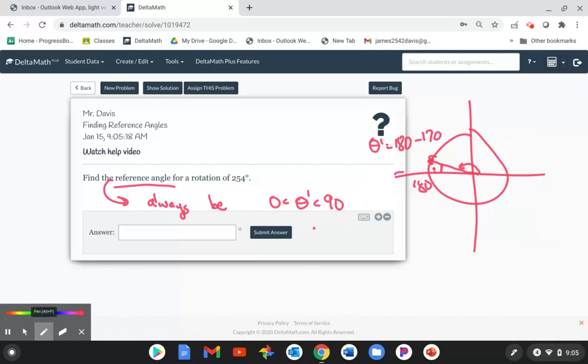All right, this one, 254. That is before you get to 270. So the reference angle looks like this. And in that quadrant, we do theta prime is theta minus 180. So that's going to give us 74.